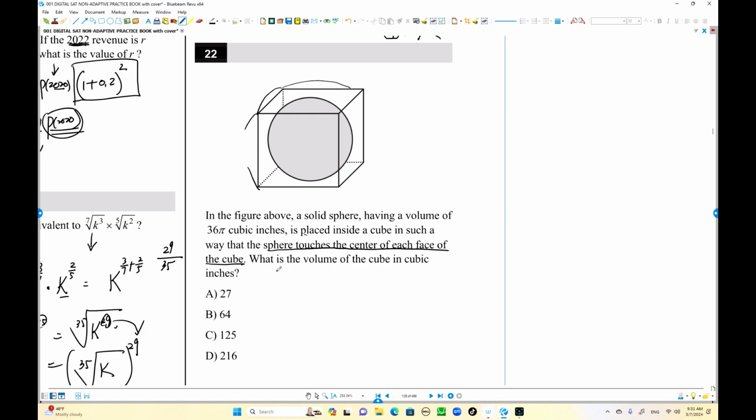What is the formula for the volume of a sphere? 4 over 3 times pi r cubed, if this is r over here. That equals 36 pi. Pi cancels out. What is r cubed? r cubed is 36 times 3 over 4, and 3 over 4 of that is going to be 27. So r equals 3.